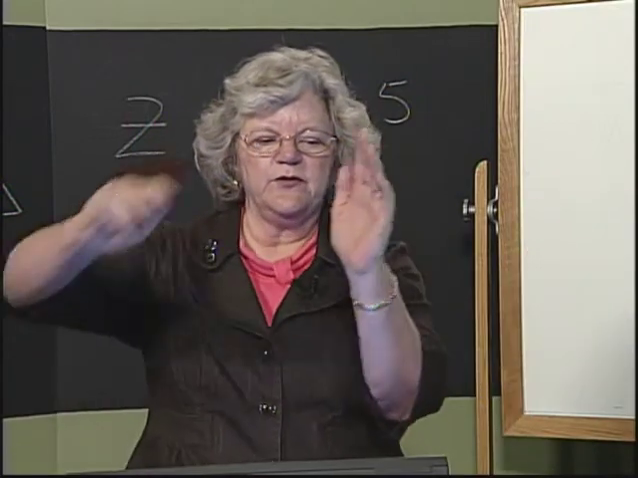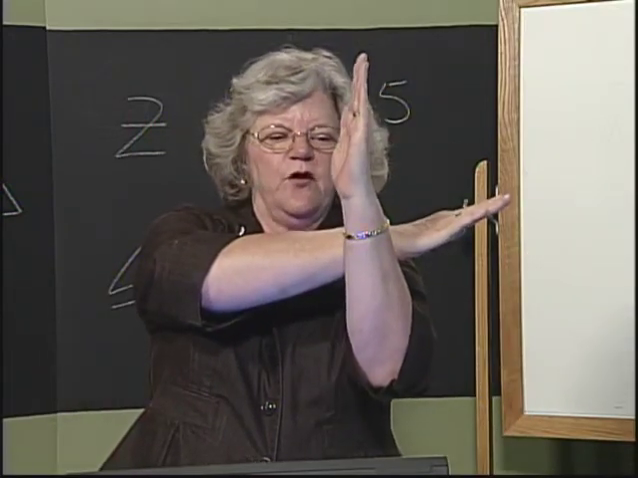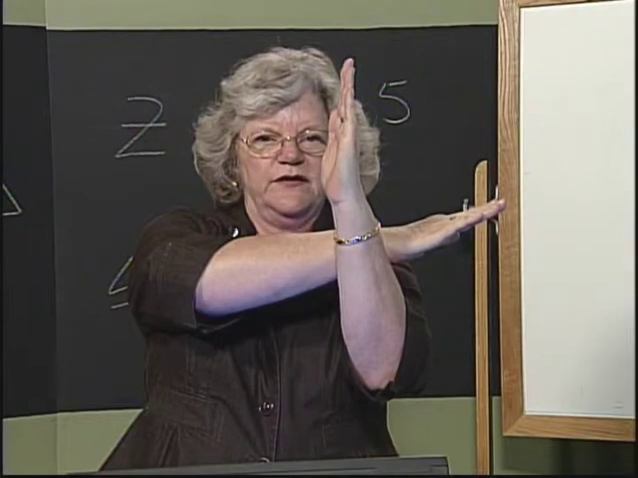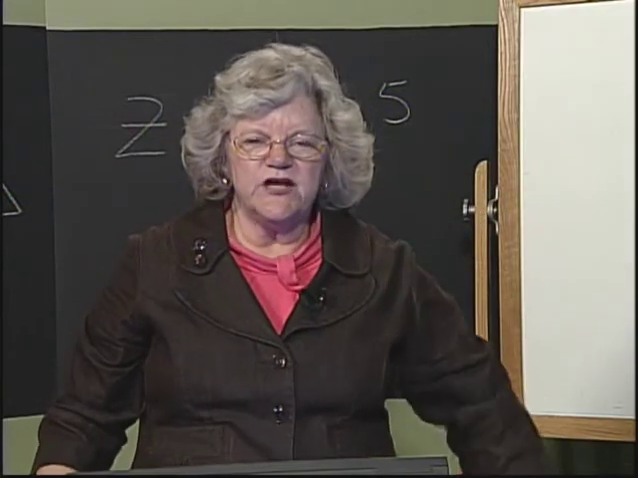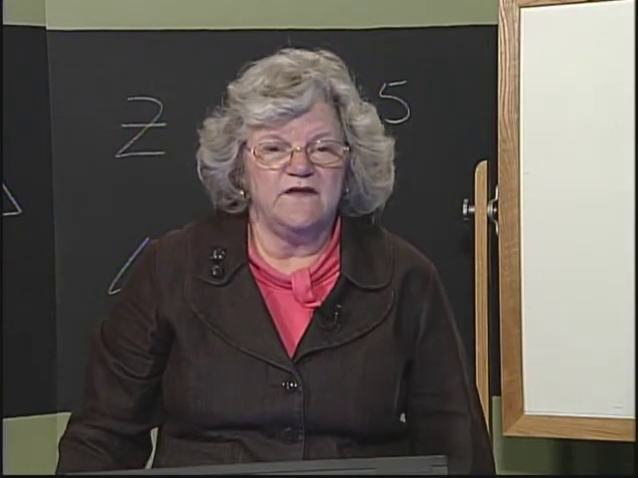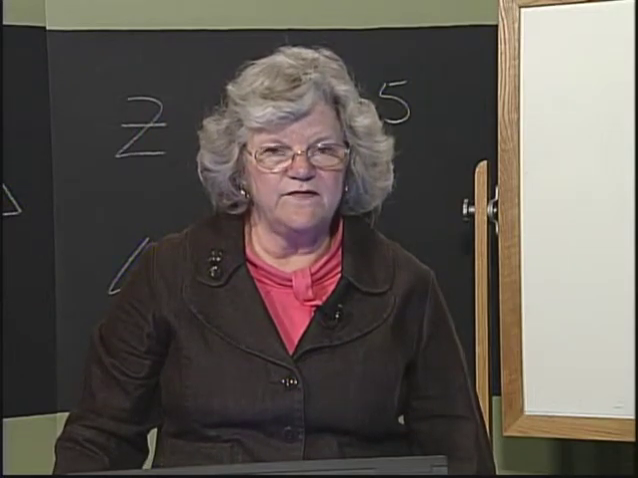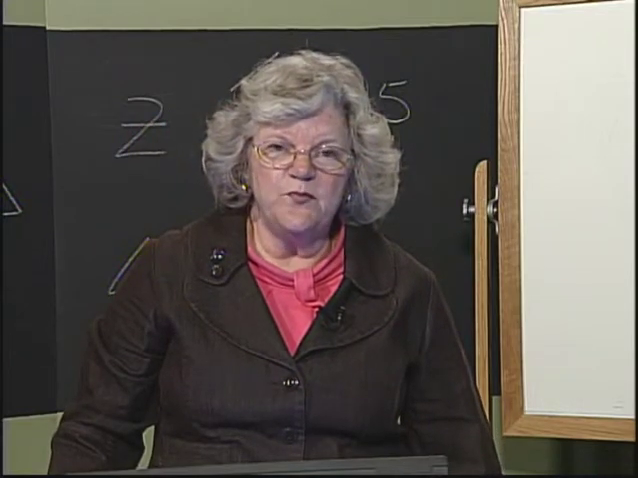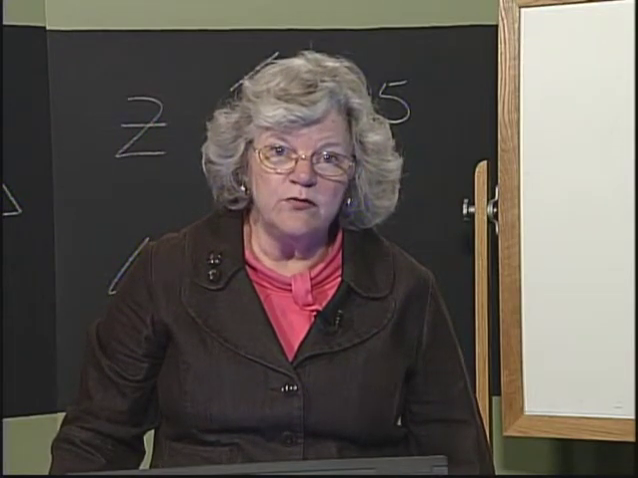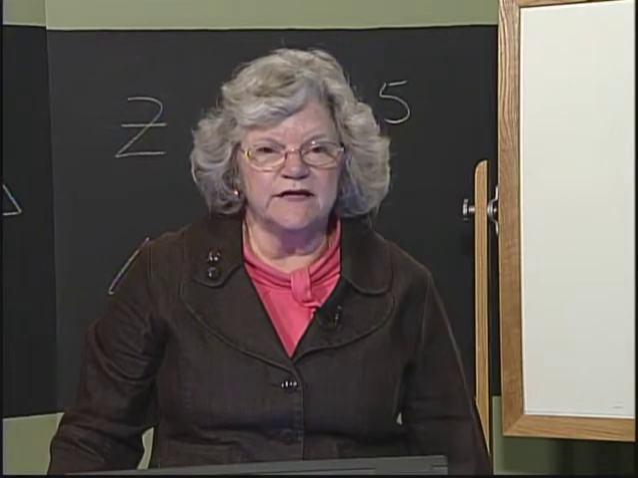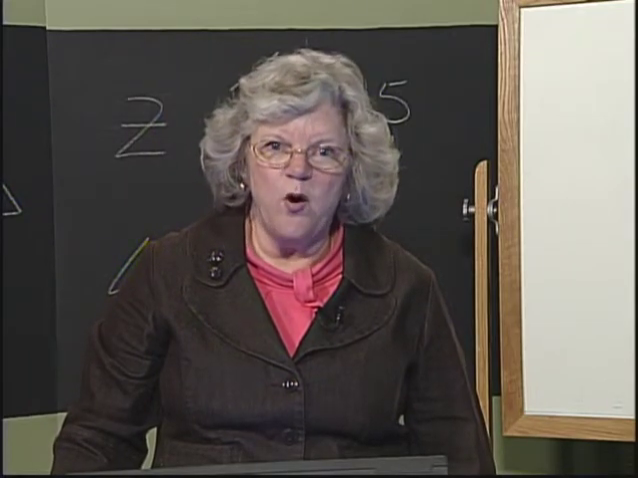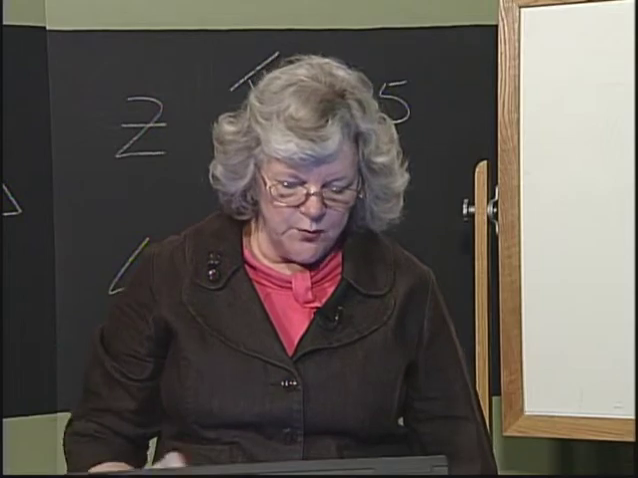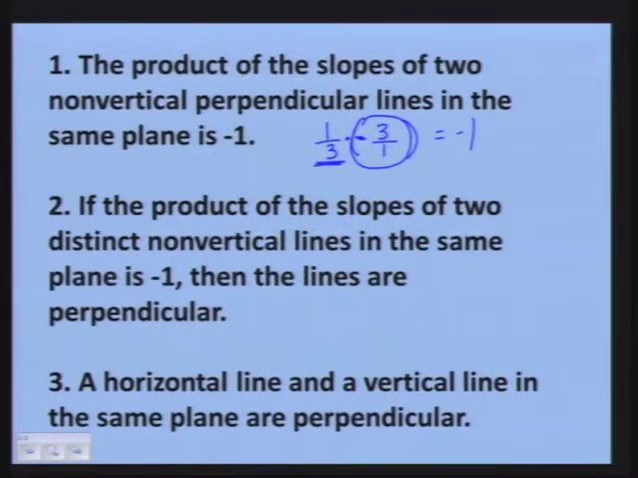Now we're pretty familiar with this being perpendicular, a vertical and a horizontal, aren't we? But remember, the slope of a vertical line is undefined. So how can undefined times anything give us a -1? And then the slope of a horizontal line is 0. You see the dilemma we're in. So we need to have a little part in our definition for that. So number 3 says a horizontal line and a vertical line in the same plane are perpendicular.